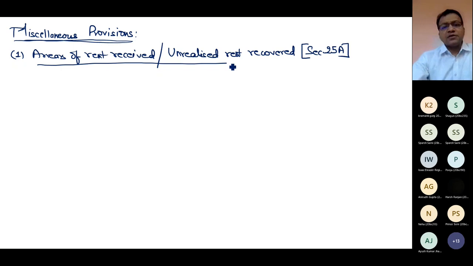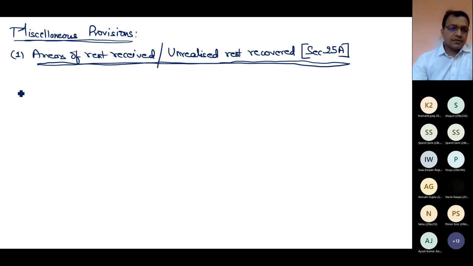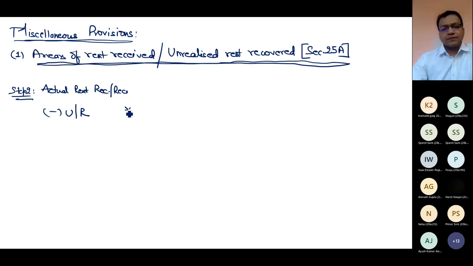I know what the treatment of unrealized rent is. Can you tell me what is the treatment of unrealized rent? When in step 2 I determine actual rent received or receivable, in that I deduct unrealized rent. This is what I have shown to you, that I deduct unrealized rent.